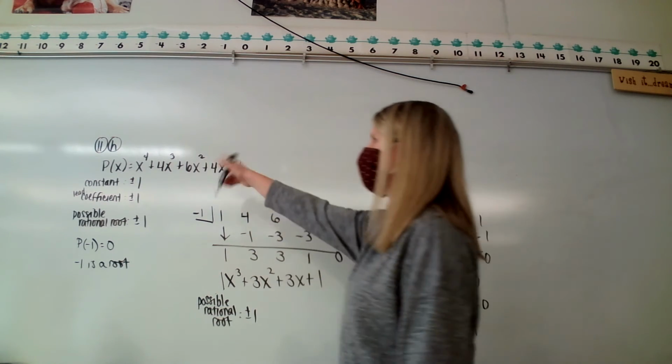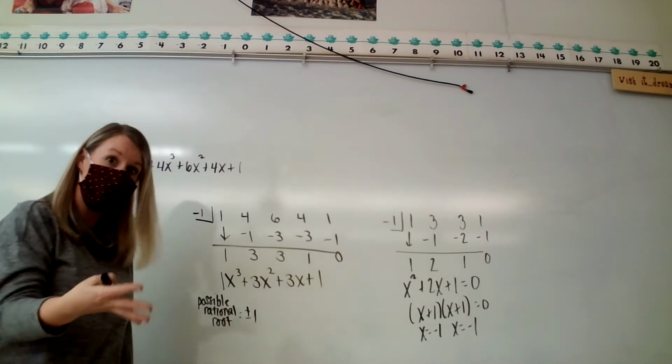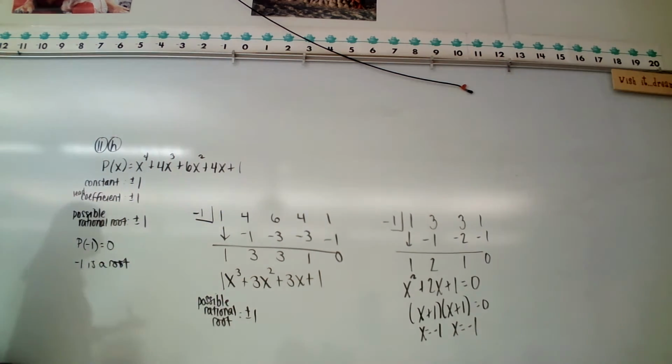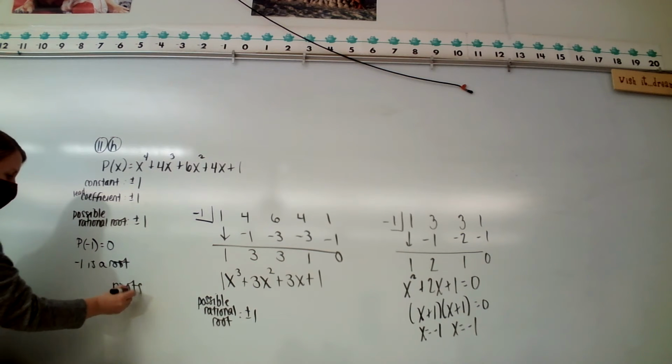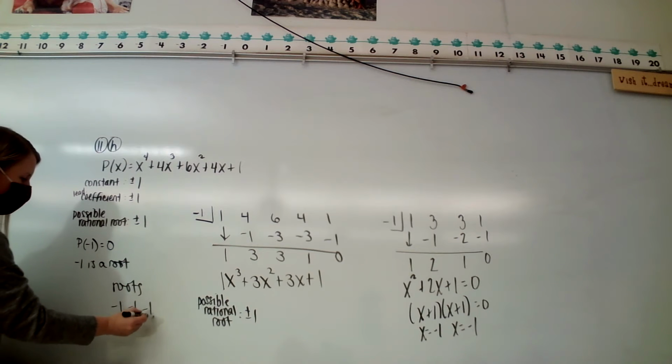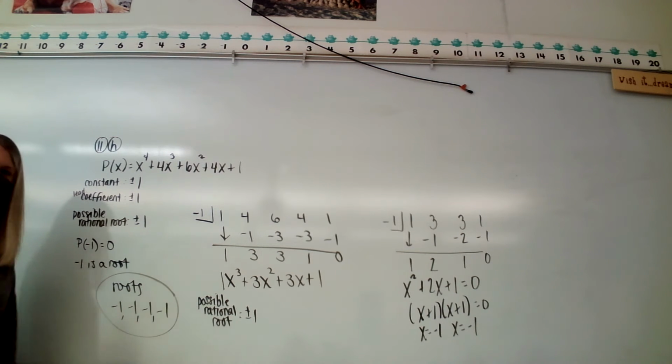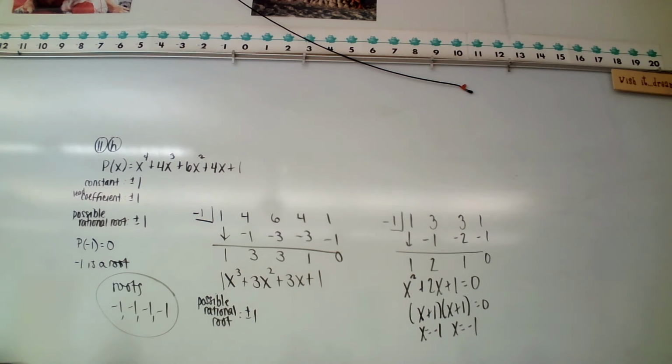So x to the 4th plus blah, blah, blah has 4 roots. All 4 roots are negative 1. Negative 1, negative 1, negative 1, negative 1. There you go. That one's just kind of funky. Oh, that's so good.